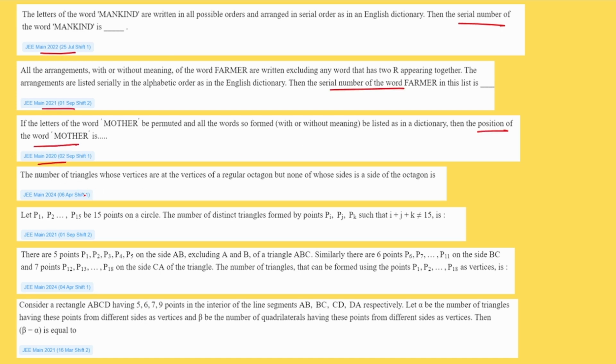Then coordinate geometry along with permutation and combination, that is finding the number of triangles whose vertices are given. Finding the number of distinct triangles formed on the points. This concept is partially mentioned in the NCERT. Again, finding the number of triangles, number of quadrilaterals.